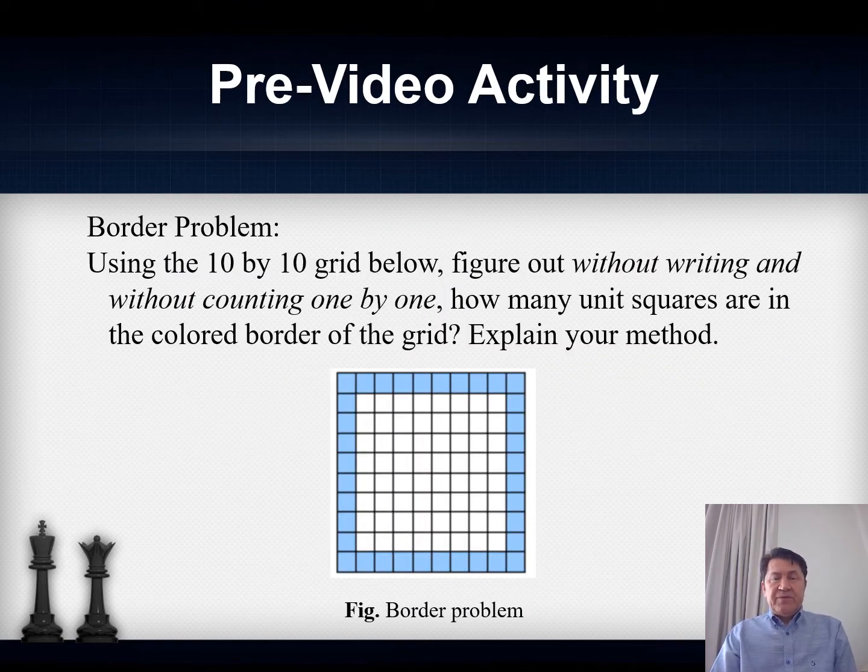An example of the pre-video activity: students solve the border problem. On the 10 by 10 grid below, they need to figure out, without writing and without counting one by one, how many unit squares are in the colored border of the grid, and explain their methods.